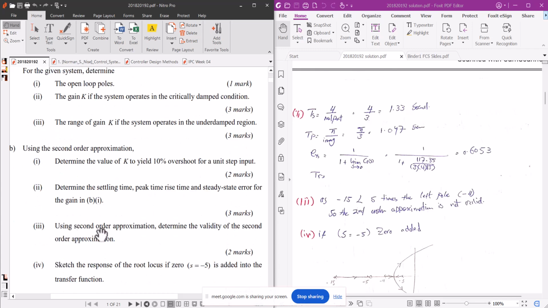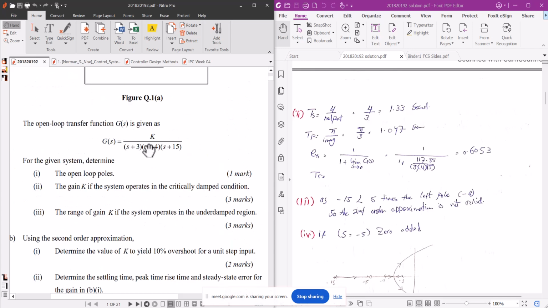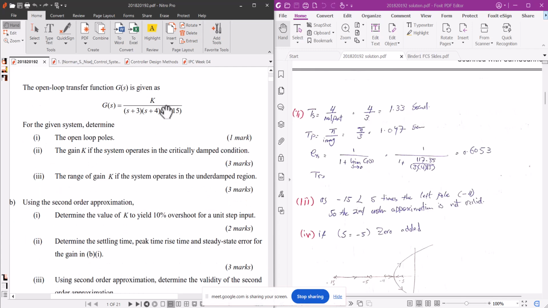Now we come to part 3. Use second order approximation, determine the validity of the second order approximation. First see the poles. One pole is at -3, one pole is at -4. This pole at -15 is a bit near to -4, so second order approximation will not be valid. The pole should be away, like s plus 21, s plus 22, then you can ignore this pole and approximate the system as a second order system. Then the approximation will become valid.